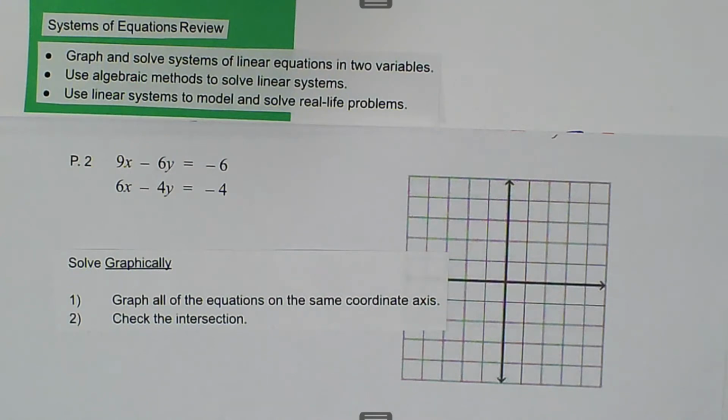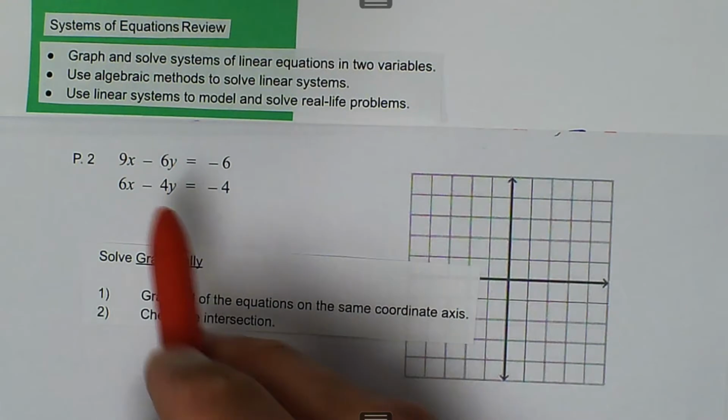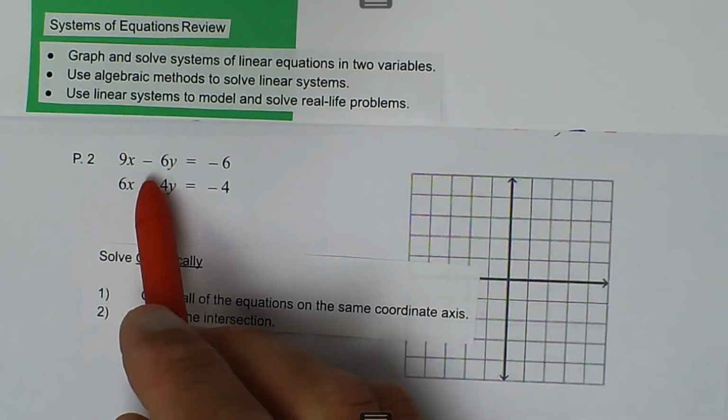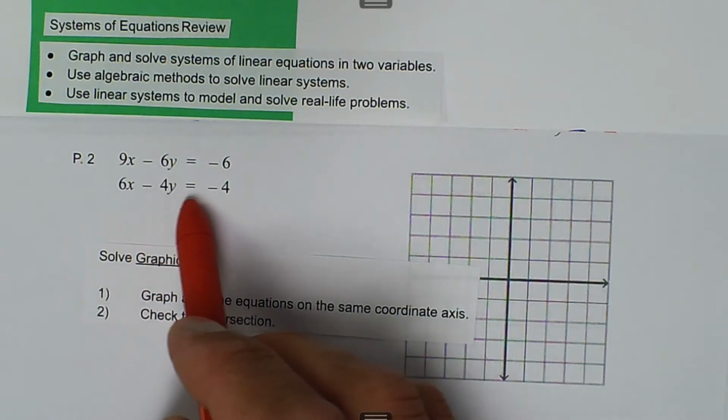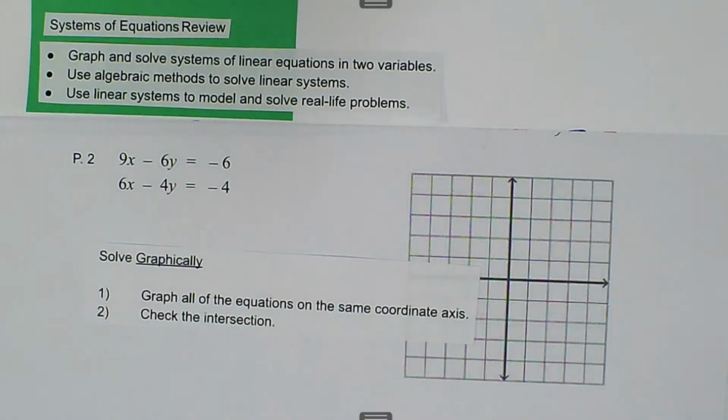We are solving systems of equations, and we want to graph and solve systems of linear equations in two variables. So here we have 9x minus 6y equals negative 6, and 6x minus 4y equals negative 4. The first thing that we want to do is get these in a form that we can graph, y equals mx plus b.